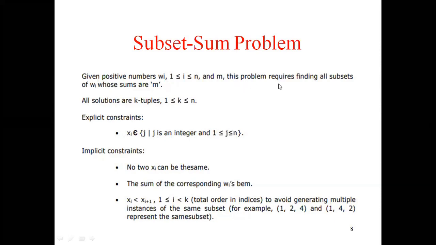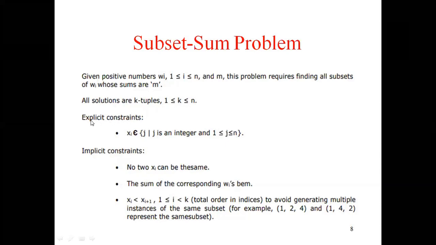So this problem requires finding all subsets of wi whose sums are m. That means the sum of the elements in each solution subset should be m. So m is the positive integer we are using. So all solutions are k-tuple solutions, 1 to n.